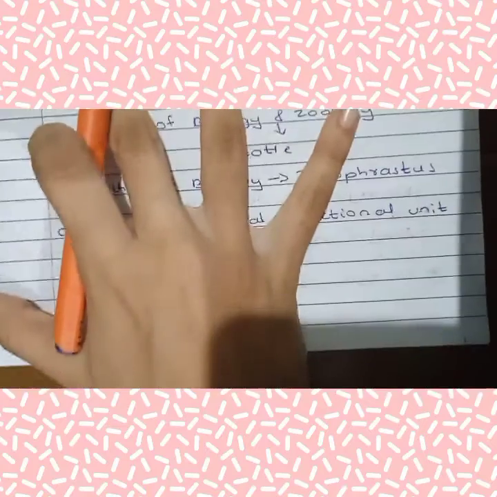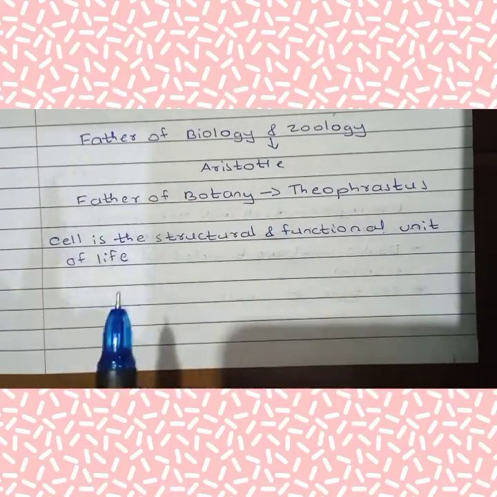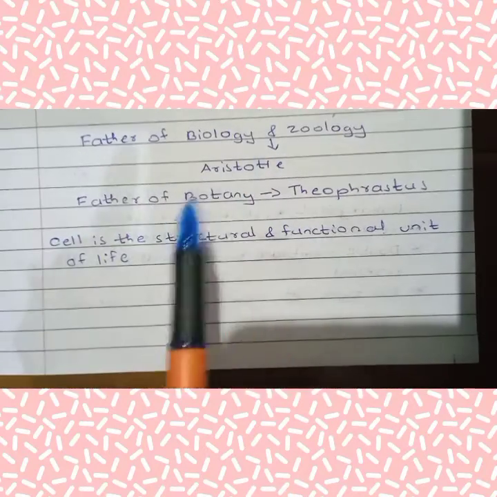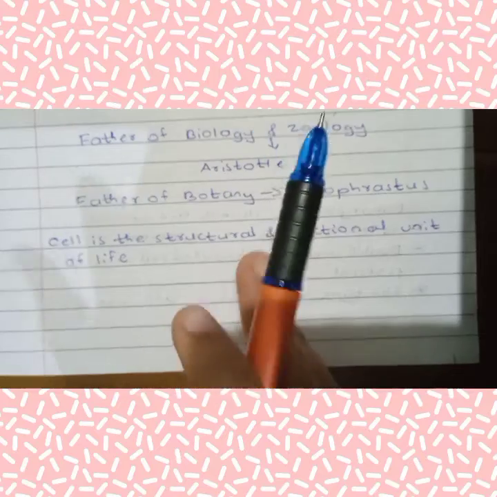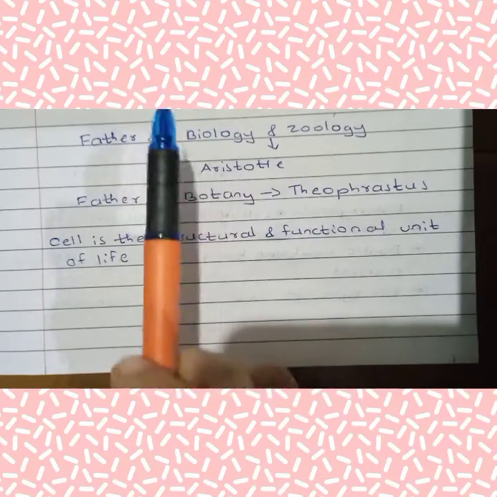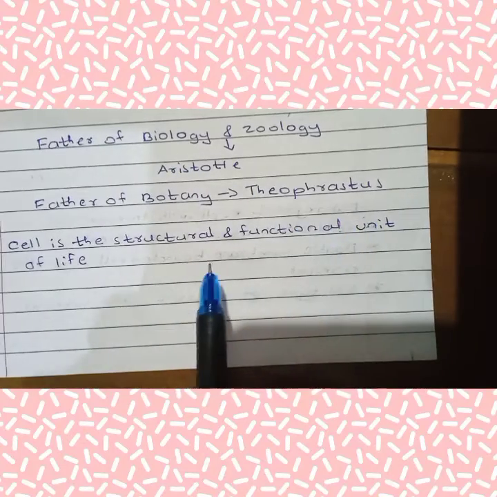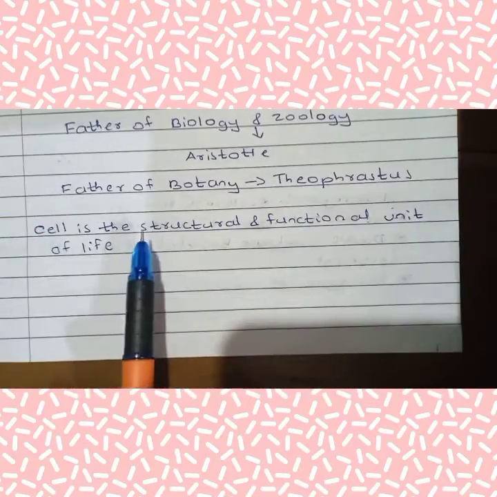The next topic we will study is the father of biology and zoology. Who is the father of biology and zoology? It's Aristotle. You might have heard his name in the past, but he's the father of biology and zoology. Who is the father of botany? It is Theophrastus.